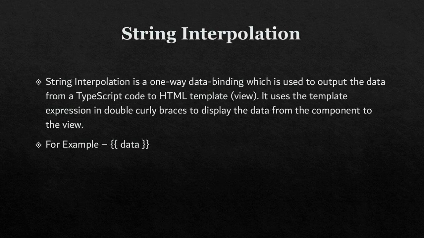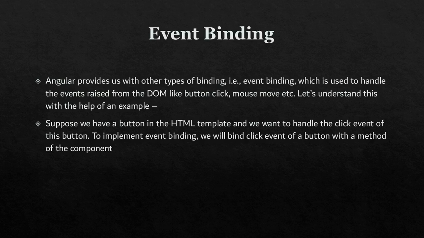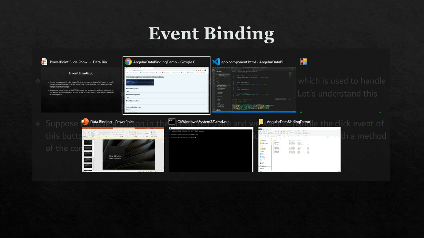Now move to the third part of one-way data binding, that is event binding. Angular provides another type of binding, event binding, which is used to handle events raised from the DOM like button click, mouse move, etc. Let's understand this with the help of an example. Suppose we have a button in the HTML template and we want to handle the click event of this button. To implement event binding, we bind the click event of a button with a method of the component. Now I am going to explain with the help of an example.